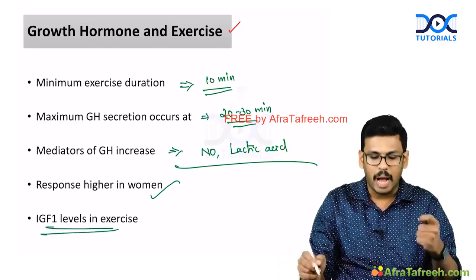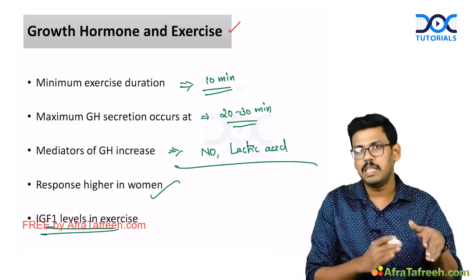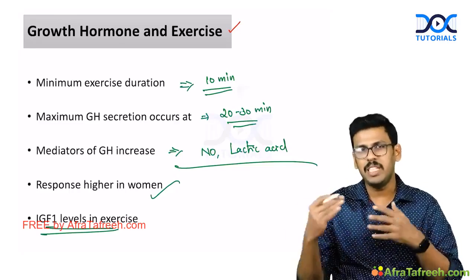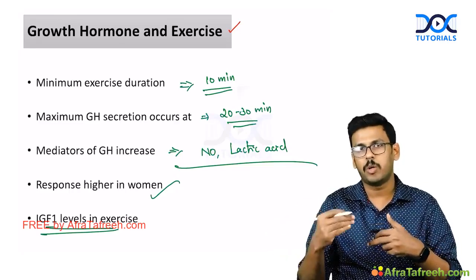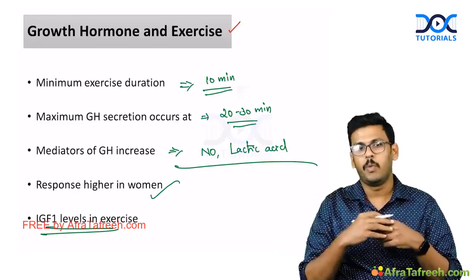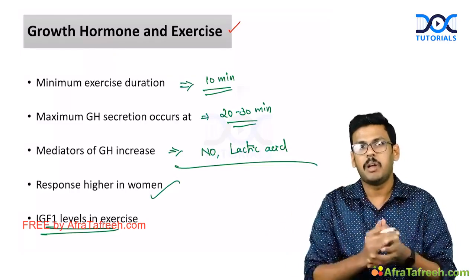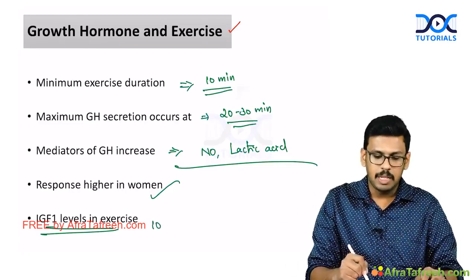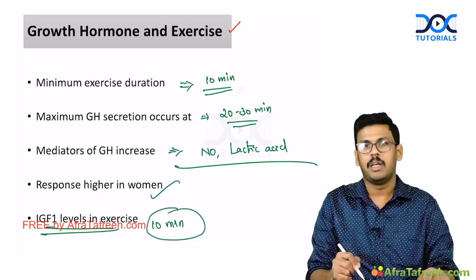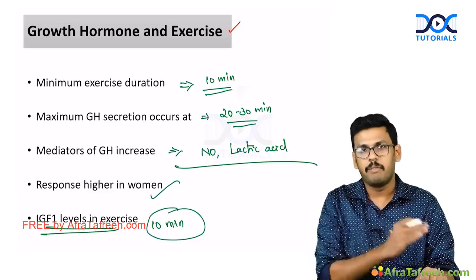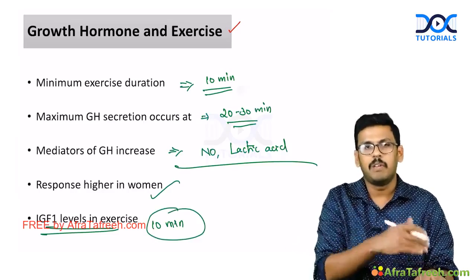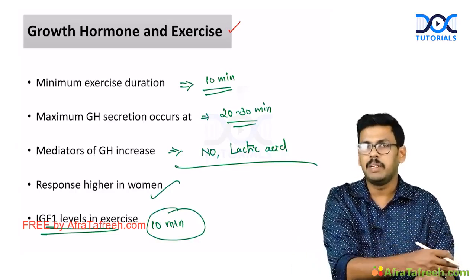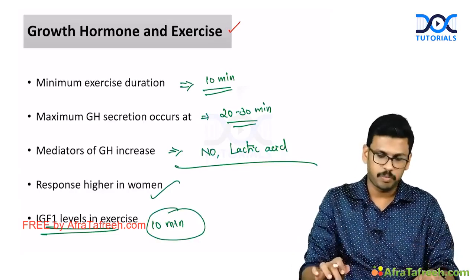Now, what about the IGF-1 levels in exercise? We have seen that a minimum duration of at least 10 minutes is required for growth hormone to even start rising, whereas significant elevation of IGF-1 has been seen in around 10 minutes of exercise. It shows that there are some factors other than growth hormone which are determining the IGF increase during exercise.